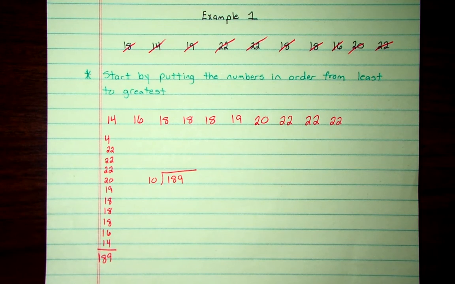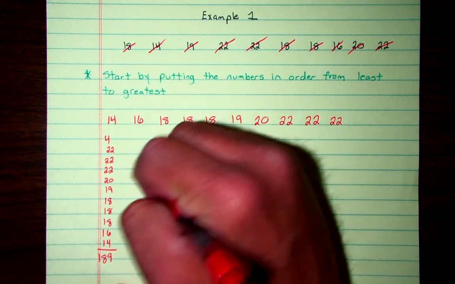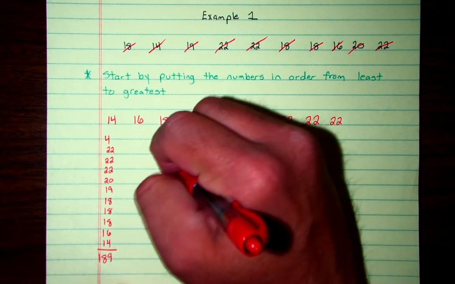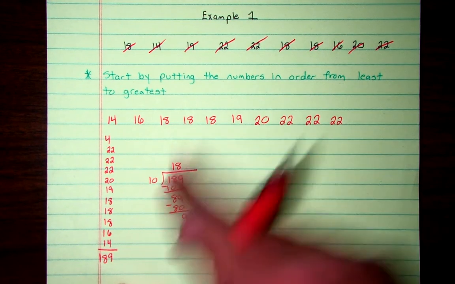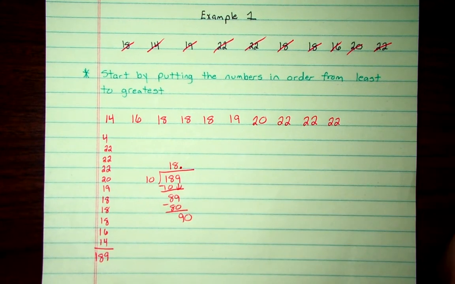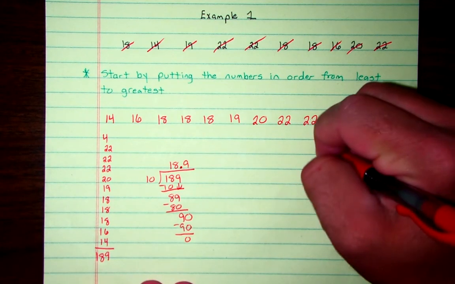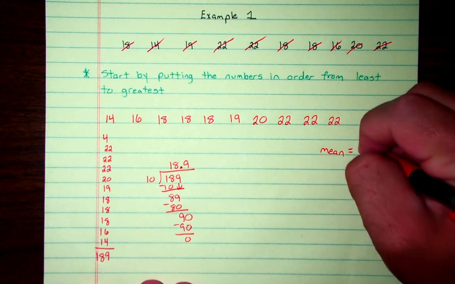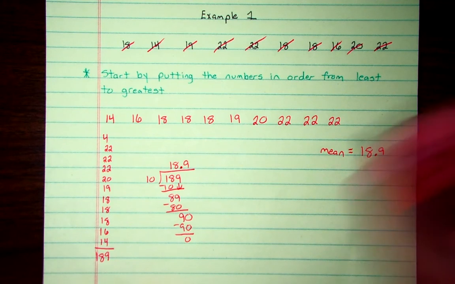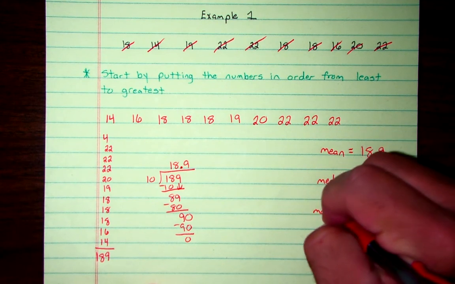divided by 10. Well, we know 10 can go into 18 one time. 10 can go into 89 8 times. Can 10 go into 9? Nope. So here's my decimal, here's my 0. 10 into 90? 9 times. Well, look at that. You just found the mean. You just found the average. So the mean is 18.9. Done. Nice and easy. Now, I'm going to do the median last. The next one I'm going to do is the mode.